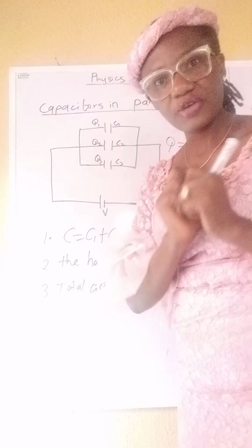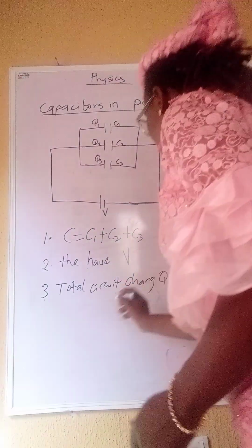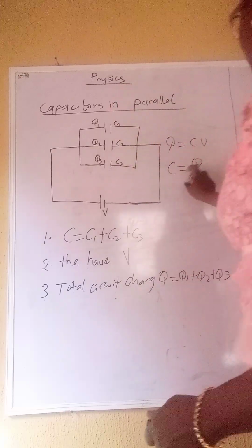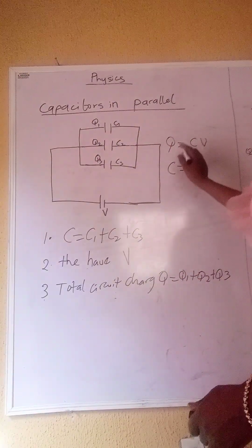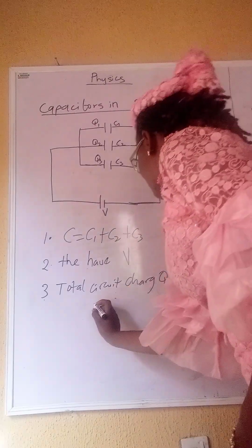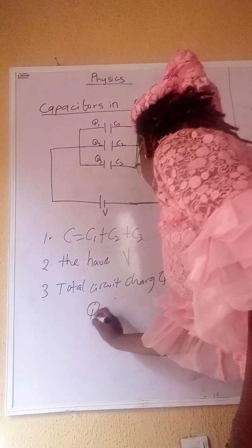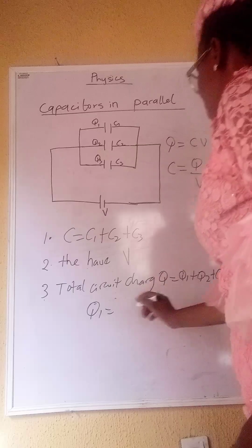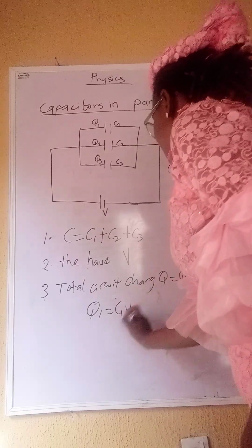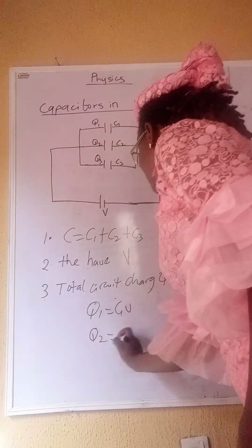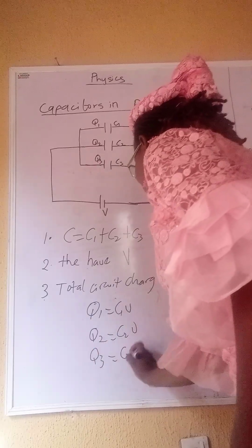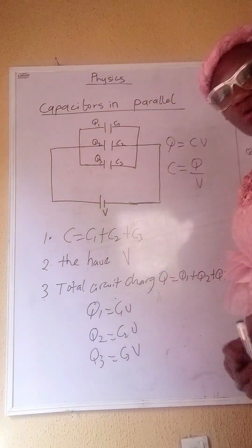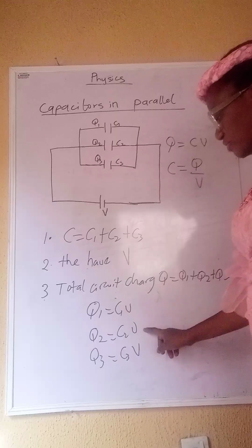So now what will be the formula to find Q1? The formula will be this, from here. Okay? So Q1 will be equal to what? From here, it will be C1V. Q2 will be equal to C2V. And Q3 will be equal to C3V. Okay, are you surprised that you're having V, V, V, not V1, V2, V3?